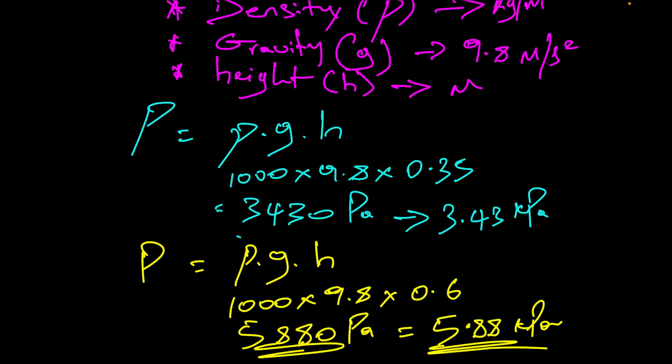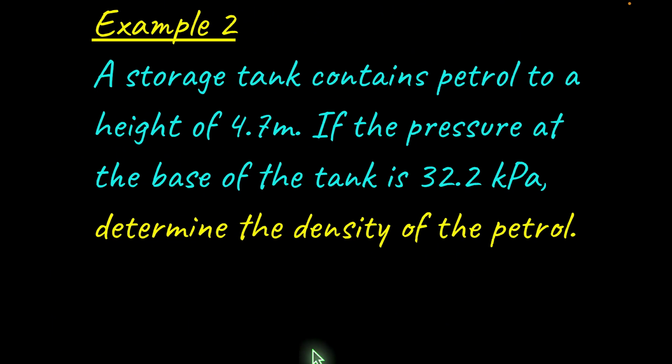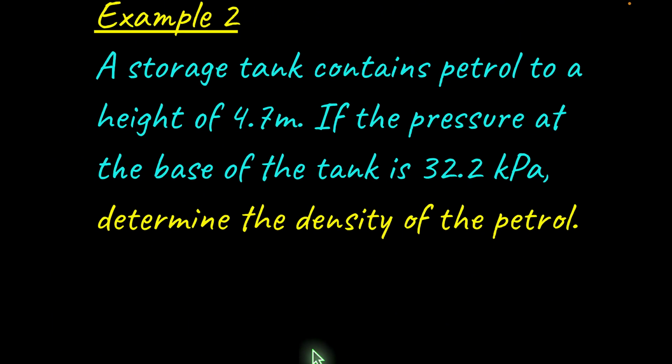Let's look at another example where perhaps this time around we might need to be more creative. So we look at a second example then. In this second example, we still have a storage tank here. So our storage tank contains petrol, and the height of the petrol is 4.7 meters. Now this time around, we're given the pressure. It says if the pressure at the base of the tank is 32.2 kilopascal, then we need to determine the density of the petrol. So let's have a look at this one.